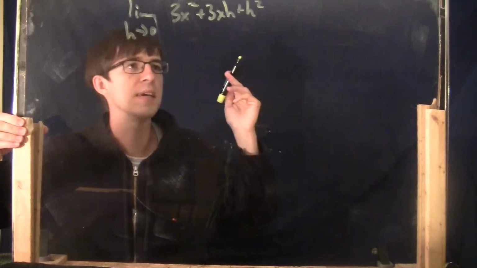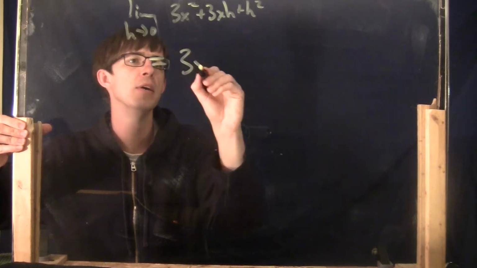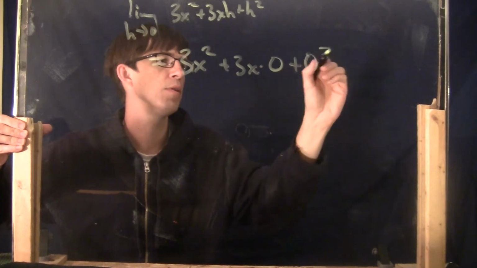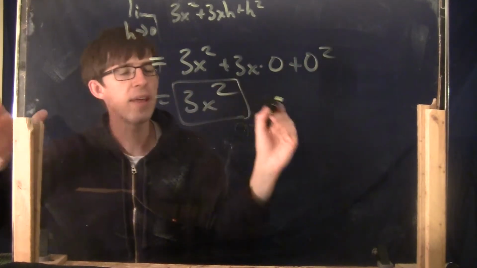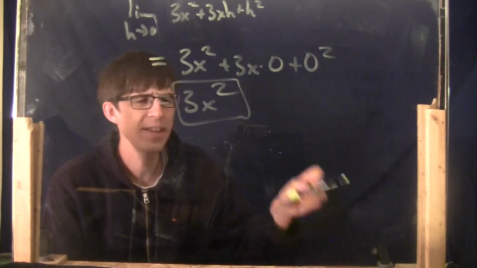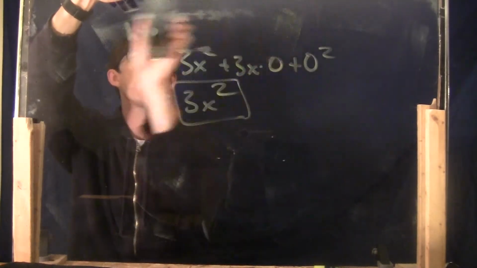All right, what do we get when we take the limit as h goes to 0? You can just plug in h equals 0 everywhere, and you get 3x squared plus 3x times 0 plus 0 squared. These are both 0, so the answer is 3x squared. That is the derivative of x cubed. Let's write all those down together and see if we can see the pattern.